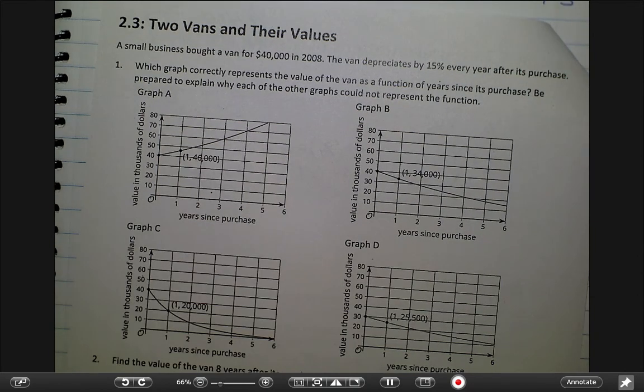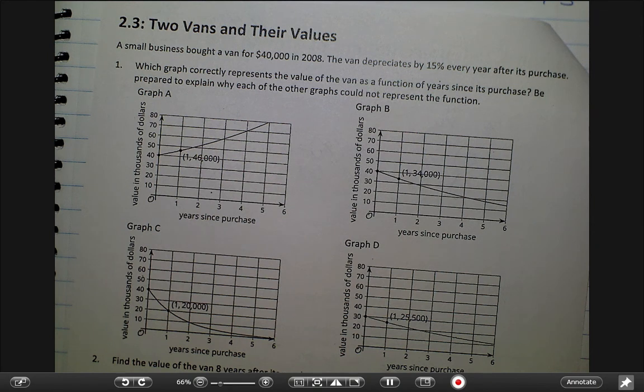All right, a small business bought a van for $40,000 in 2008. The van depreciates by 15% every year after its purchase. Now, Brooklyn, what does depreciate mean?